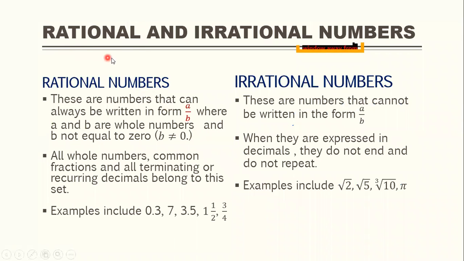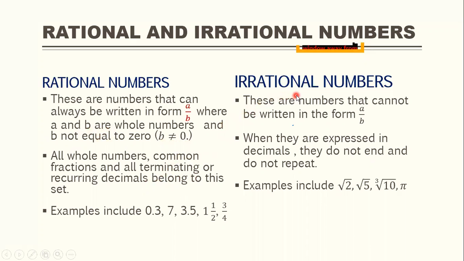Then rational and irrational numbers. Rational numbers can be written in fraction form, that is the form A divided by B, where A and B are whole numbers, and B should not be equal to 0. All whole numbers, common fractions, and all terminating or recurring decimals belong in the set of rational numbers.